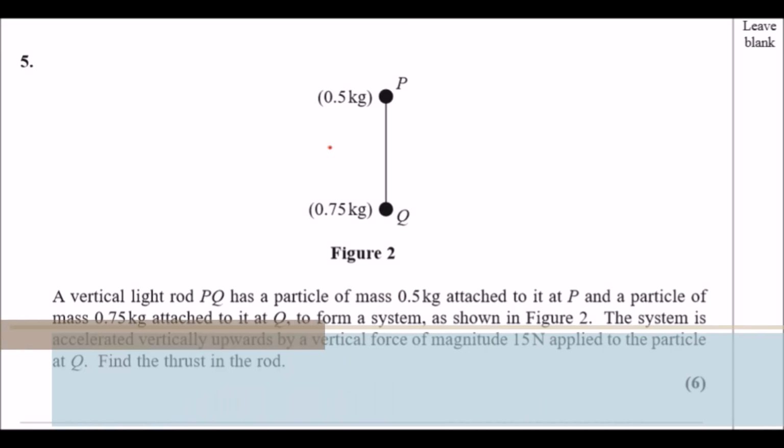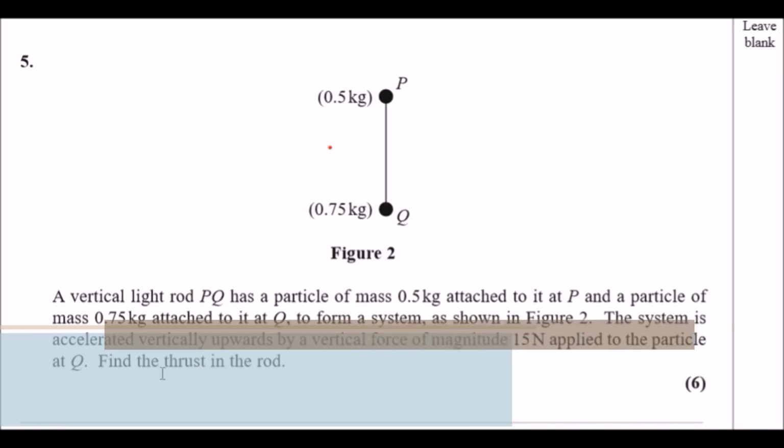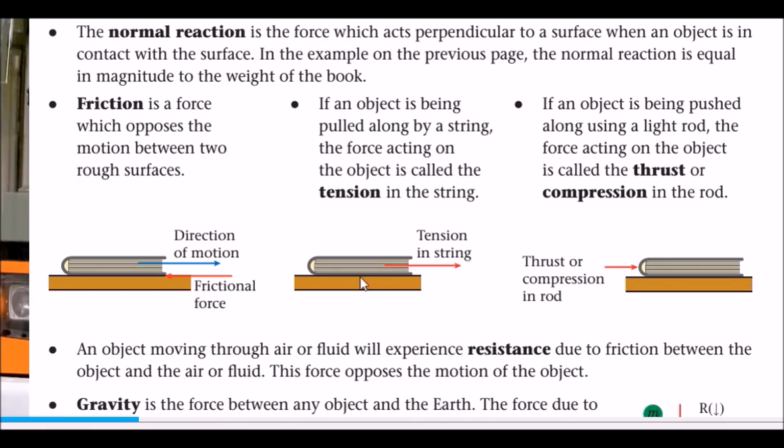Question 5. Now, most people found this a bit tricky, mainly because of the mention of the word thrust in the rod. Just to be clear, thrust is the opposite of tension. Tension is basically when it's pulled away, so we follow the direction of the string, whereas thrust in the rod is when the rod itself compresses. To understand the visual demonstration, I'm going to post a screen of information from the standard M1 textbook that you probably get in school.